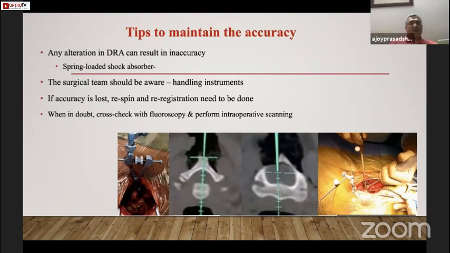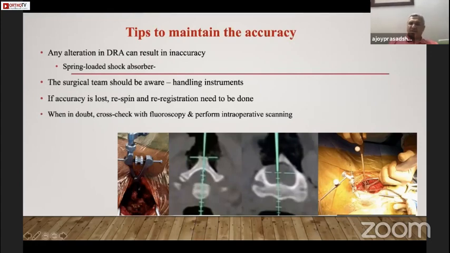If you have a new member joining you during the particular procedure, sometimes when they're moving the instruments or handing over the instruments, they can move the instrument. And if you are sure that it is moved and there is an inaccuracy, it's better to re-register. And when in doubt, always check with the fluoroscopy.